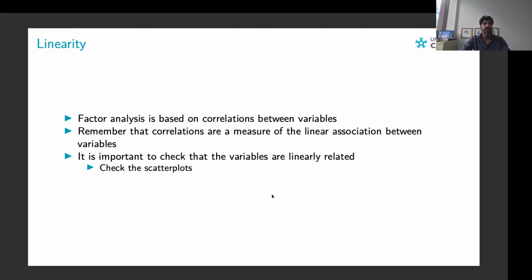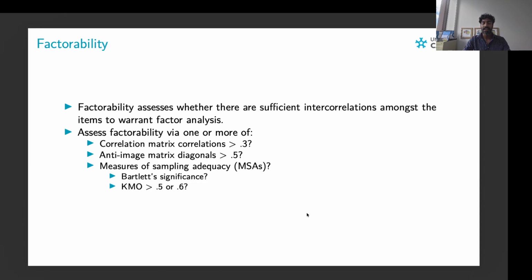So linearity, I said check the scatter plots because you can use scatter plots to assess linearity of variables as well. So why is this important? Well, factor analysis is based on correlations between variables, and correlations are a measure of the linear association between variables. So it's important to check that variables are linearly related. If they're nonlinear, it violates this assumption of linearity for factor analysis.